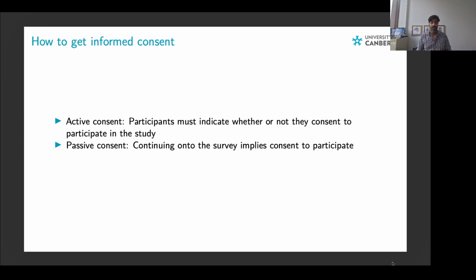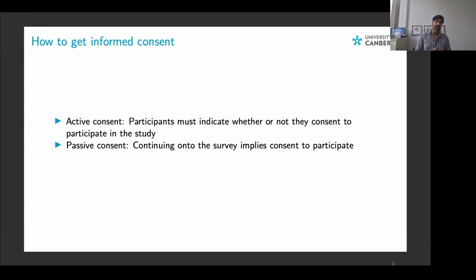So how do you get informed consent? There's typically two ways. One is active consent. You actually ask them, do you consent to take part in the survey? And they must indicate whether or not they consent to participate. Or the other one is passive consent, which is where they just provide their consent by continuing on to the survey, which implies consent to participate.